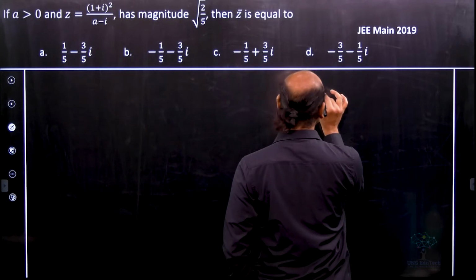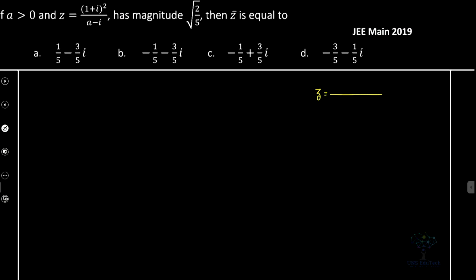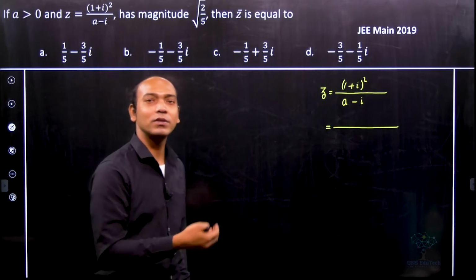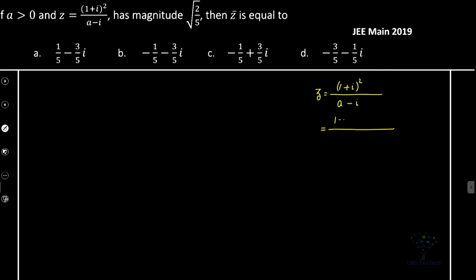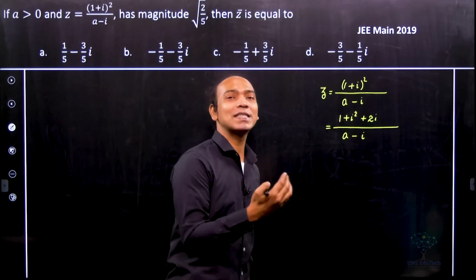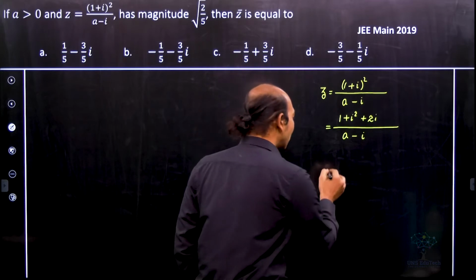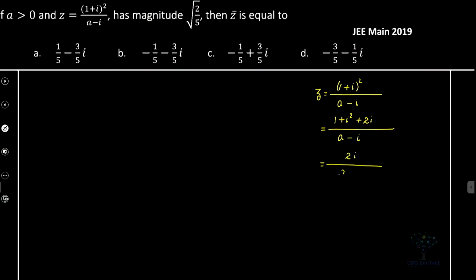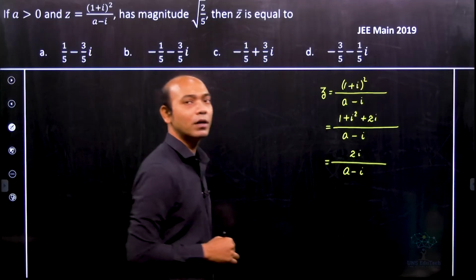So take first the complex number Z and try to simplify it. Here the given complex number Z is (1 plus i) whole square divided by A minus i. Now, we just expand 1 plus i whole square based on the (a plus b) whole square formula. So it's 1 plus i squared plus 2i divided by A minus i. Now, 1 plus i squared is obviously 0 because i squared is minus 1. So therefore, it gives me 2i divided by A minus i. This is the complex number we are looking for.